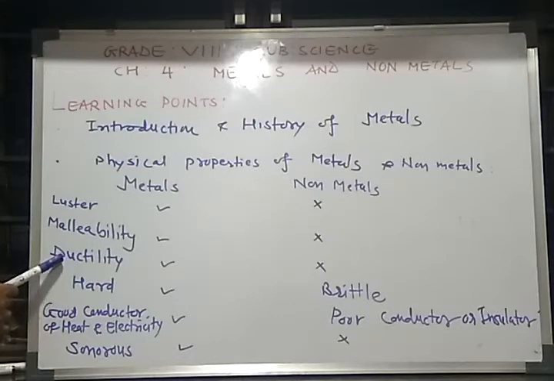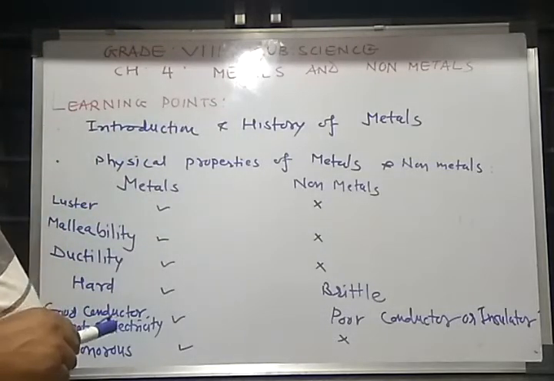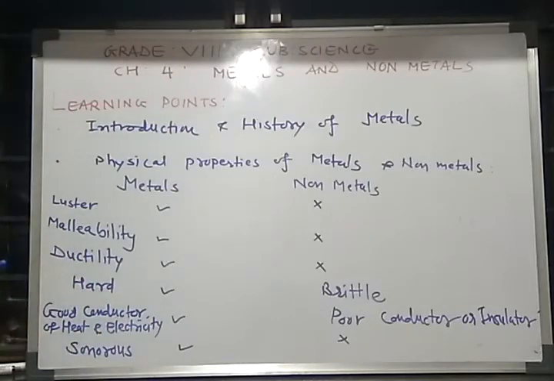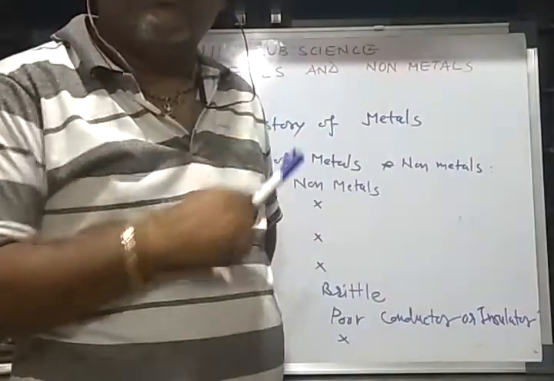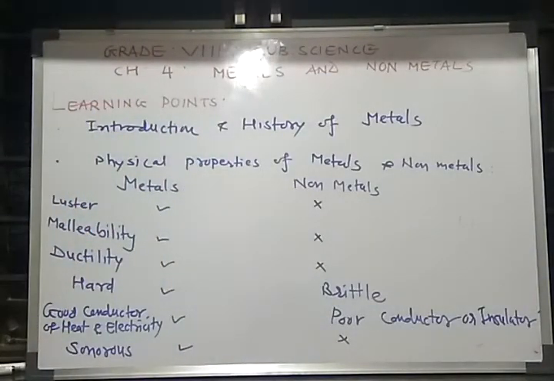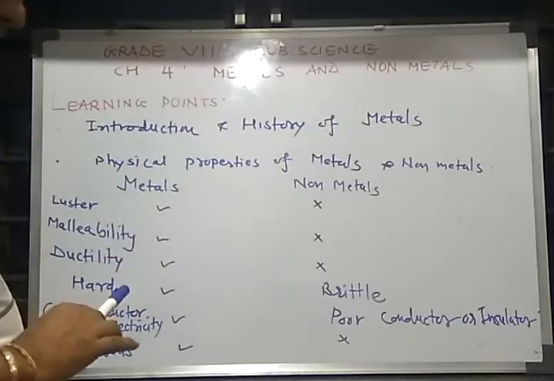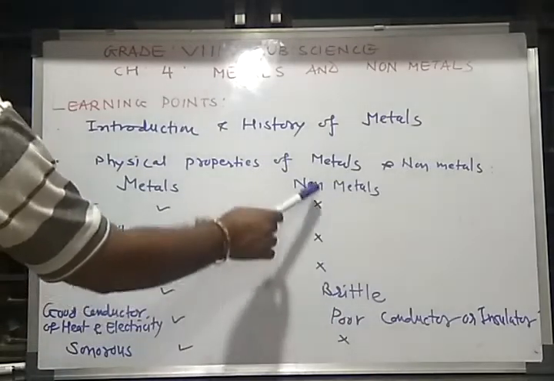Now, ductility. Ductility means drawing out thin wires from metals. It's an amazing fact that from 1 gram of gold you can draw out 2 kilometers of thin gold wire. So drawing out wires from metal is ductility. But in non-metals, we cannot do that. So ductility is absent in non-metals.